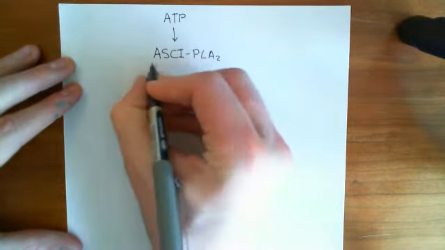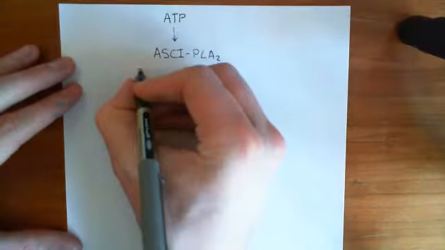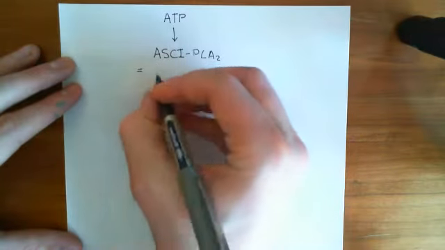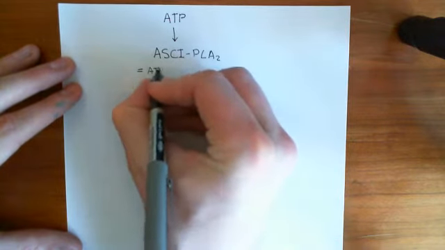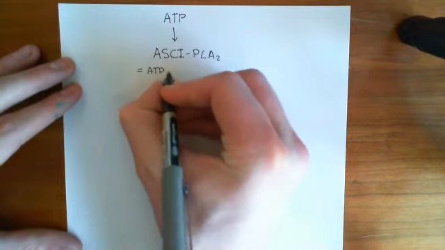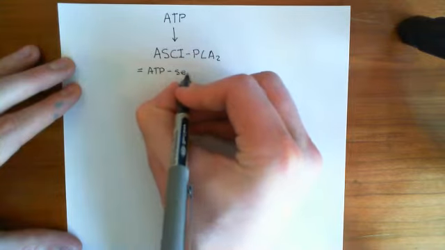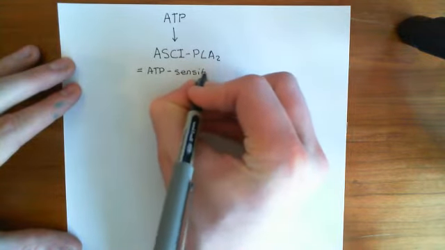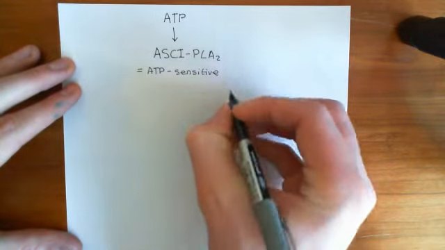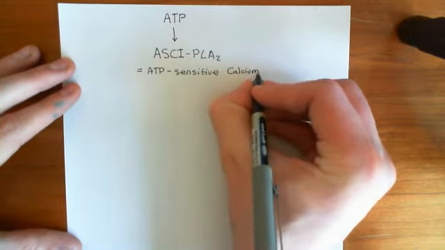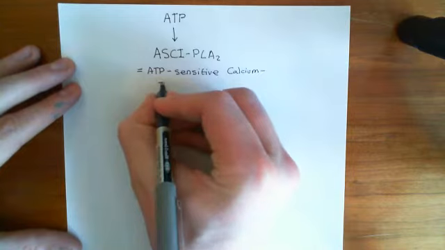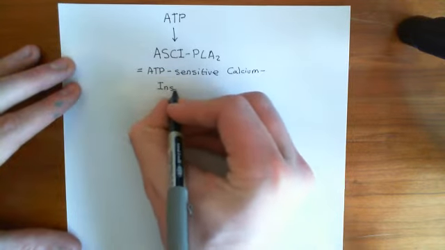So this is the symbol name for it, but what does this actually stand for? ASCI stands for ATP sensitive, that's the AS, so A is for ATP, and the S is for sensitive, and then the CI is for calcium insensitive. So this is the calcium insensitive one, because usually phospholipase A2 enzymes are calcium sensitive.